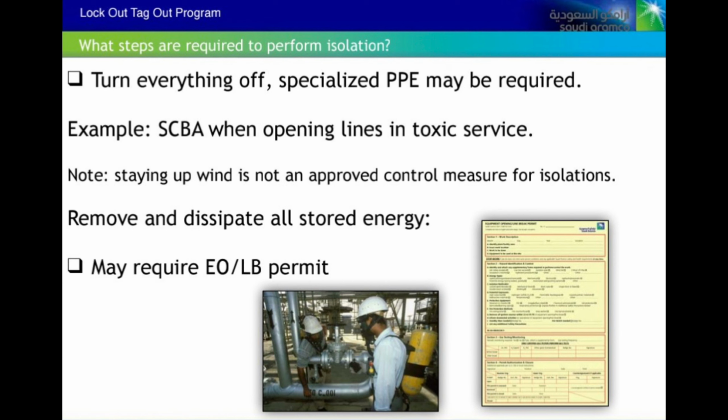Example, SCBA when opening lines in toxic service. Note, staying upwind is not an approved control measure for isolations. Remove and dissipate all stored energy, may require EOLB permit.